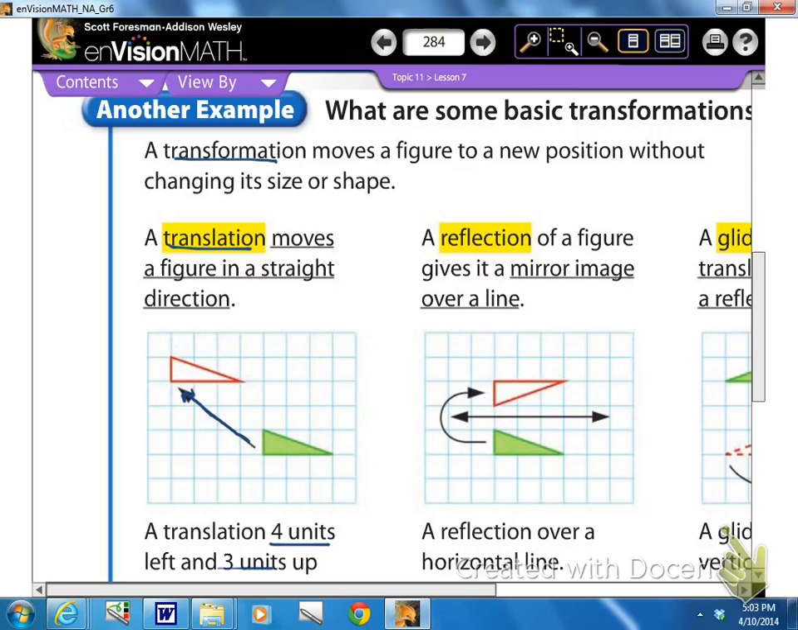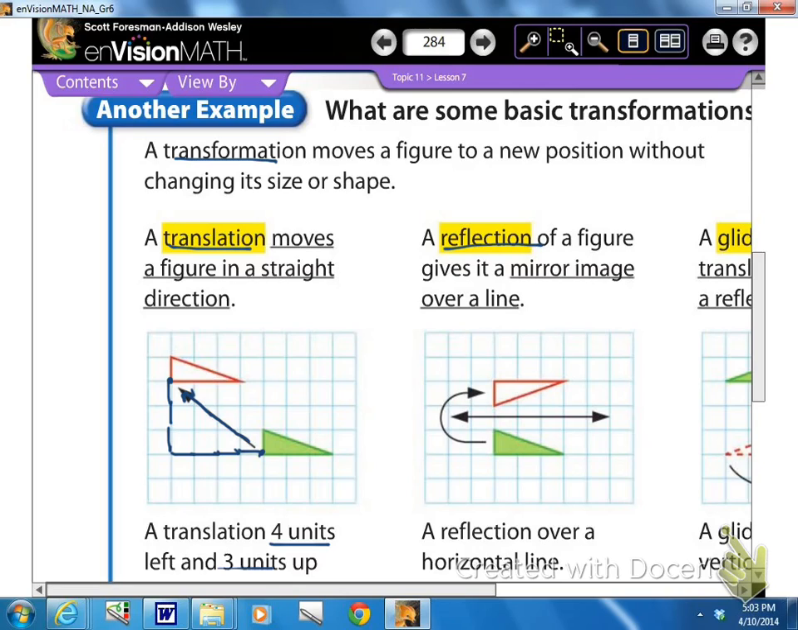And the way you could explain the translation is use a point on the green figure, and then use the same point or corresponding point on the other figure. And you can see that it moves to the left 1, 2, 3, 4 units, and then up 1, 2, 3 units. Okay, and that's a translation.